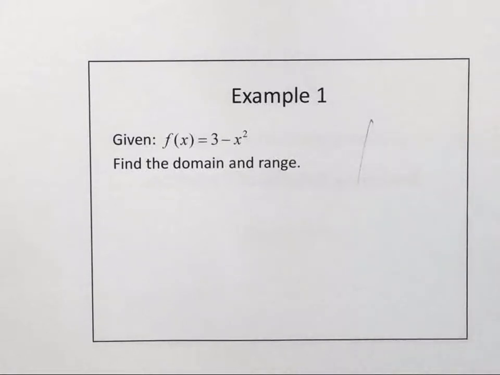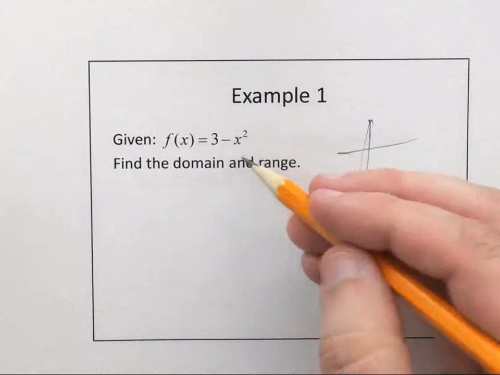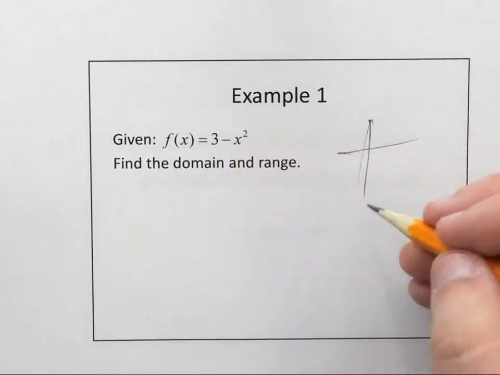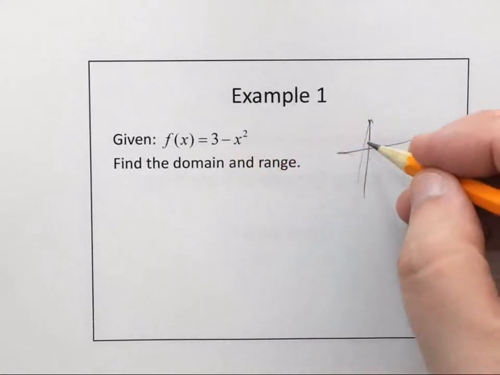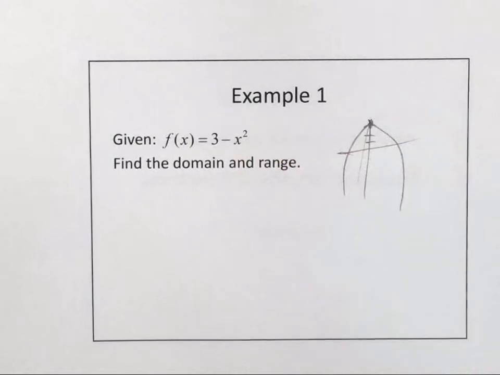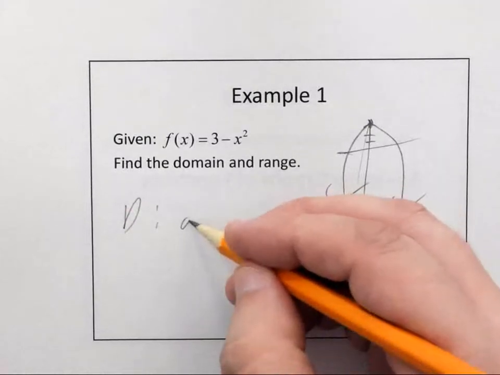Now, this one's easy enough that I can draw it. It's x squared, so it's going to be a parabola. Negative x squared, so it opens down, and its y-intercept is 3. So it's going to hit up here at 3, and it's going to open down. So now, the domain: this thing is going to extend left and right forever. So my domain is just going to be all real numbers.